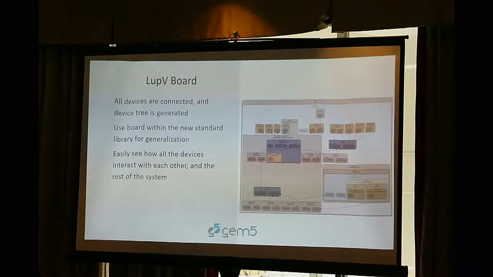And we did so by creating this LoopV board, which has all the devices connected here and will also generate our device tree. And in order to do so, we actually used the new standard library that Bobby was just talking about. We had initially started by using the platform class within gem5 that had some predefined RISC-V boards that we were able to start swapping components with as we created these devices. But the platform class was really hard to understand. Making all the different connections in the system was not really straightforward to us. And with the new standard library, all these connections, like I think as we saw in the morning, become a lot simpler, and allowed us to really cleanly generate this board here.